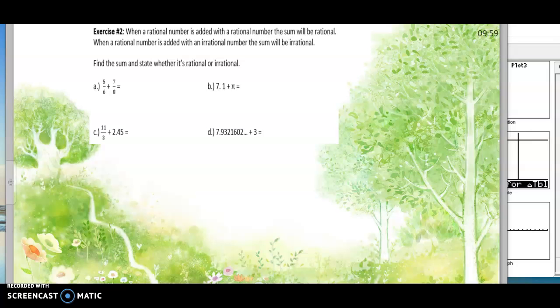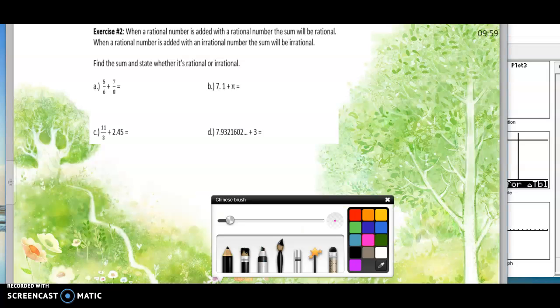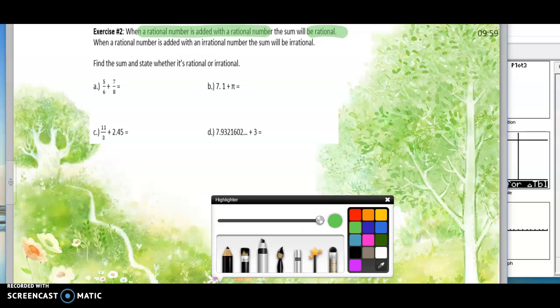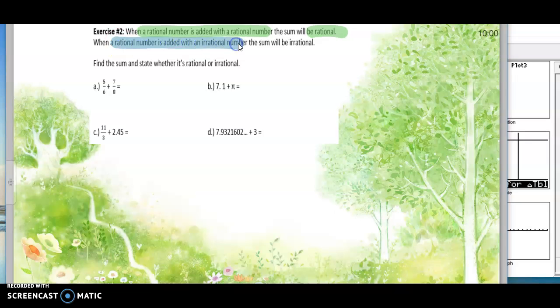Now we can say with 100% certainty, get my highlighter out, that when a rational is added with another rational, we stay rational, okay? But when a rational number is added with an irrational number, the sum will always be irrational. And so we'll make some more sense out of that in just a moment.